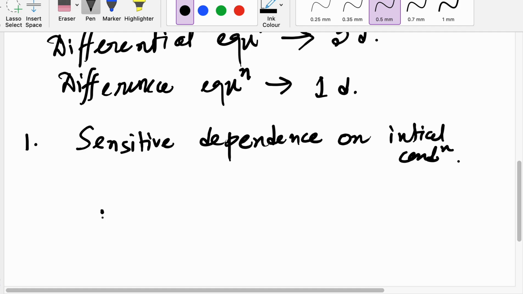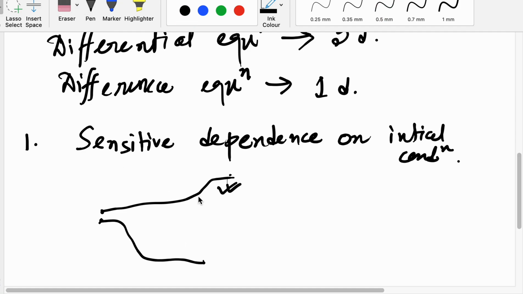If you choose two initial conditions very close, in the long run they will be far apart from each other, and you can't predict from this future. There is no correlation between this future and this future.